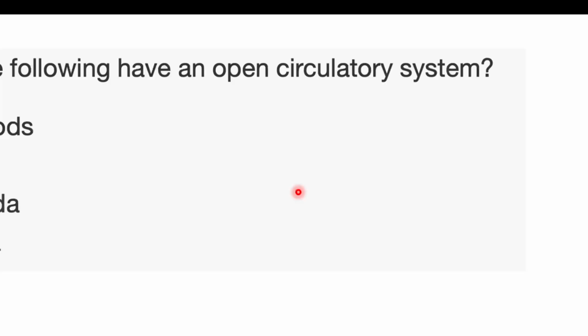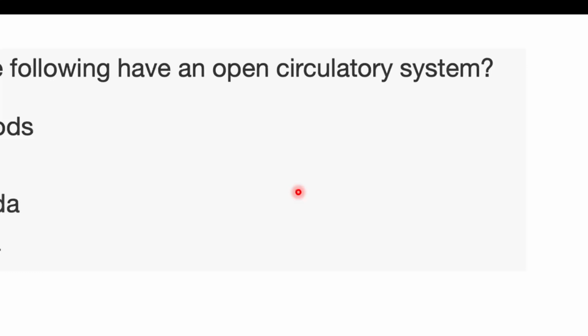Which of the following have an open circulatory system? So what we are dealing with is lecture week 9 for circulatory system and muscular system lectures. We have 15 exemplar questions similar to what you will face in your quizzes, assignments, or tests. This will help you clear your concepts as well as familiarize you with the style of questions that you will be getting in your quizzes and assignments.